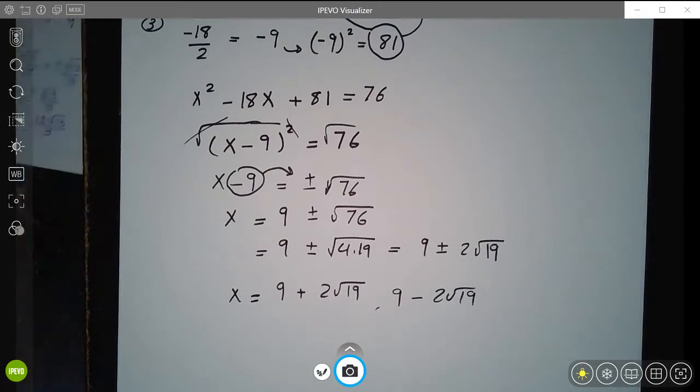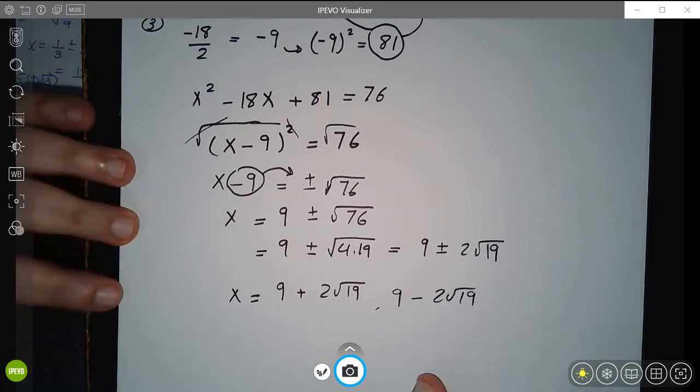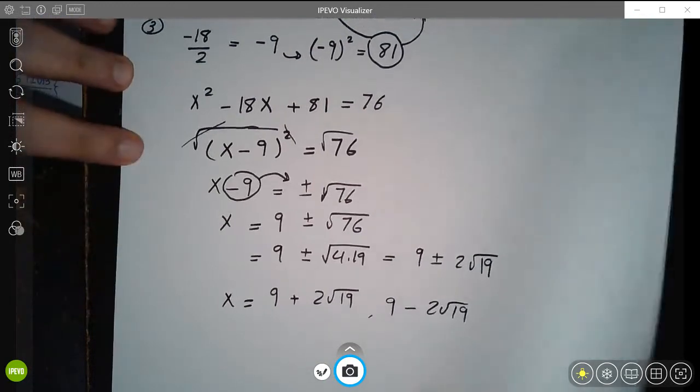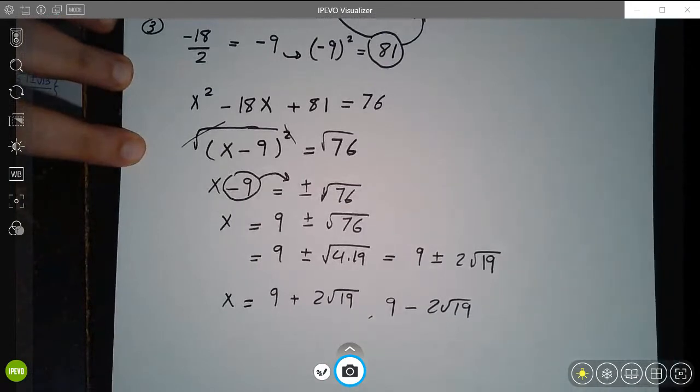Okay, so let's do one more. And I'll try to give you one where we have a coefficient for the x. So we do step 1. Okay? Are you guys ready?